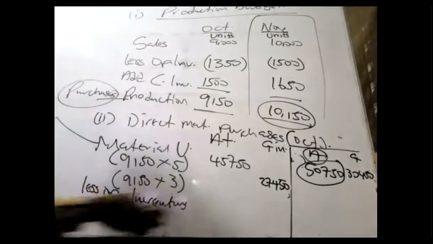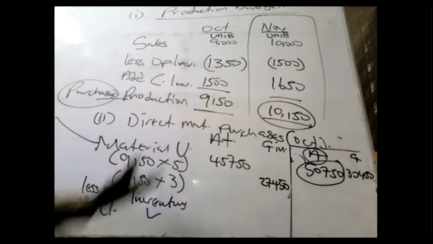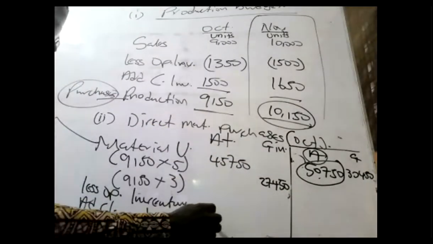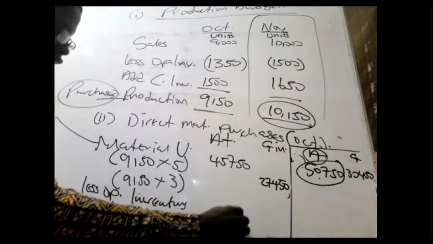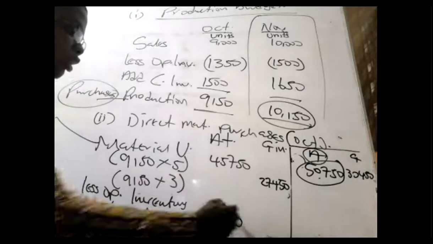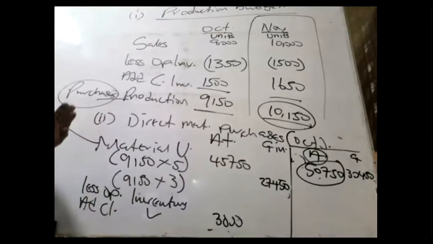Now, we are saying that the closing inventory should be 10% of the following month's production need. In November, what is the production need? They need 50,750. So 10% of it is 5,075. But there is a quota in the question. It says it should not be more than 3,000. So in a situation where it's more than 3,000, I must use 3,000, not the figure. What do you do? Use 3,000 as the closing inventory. So the closing inventory should be 3,000, not the one that we get.